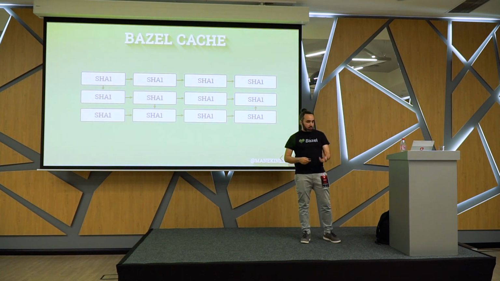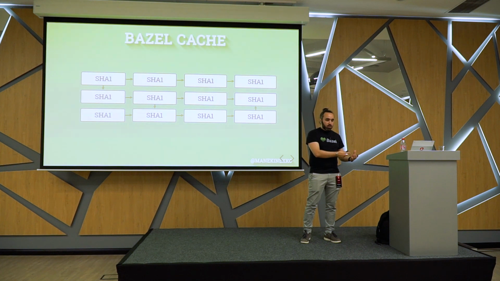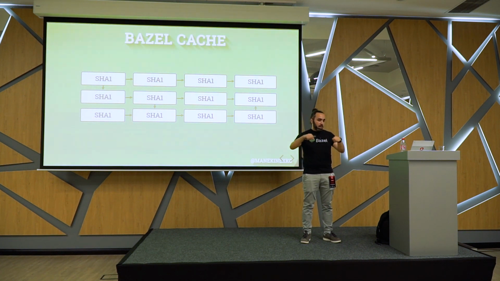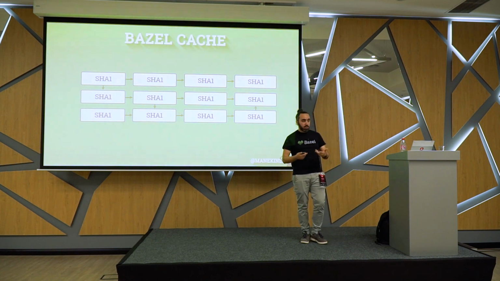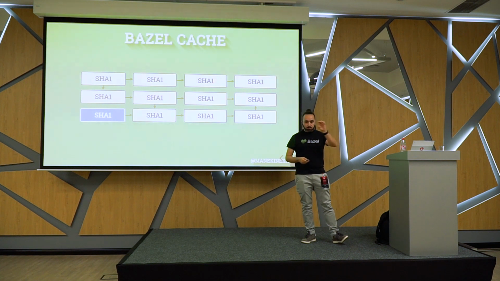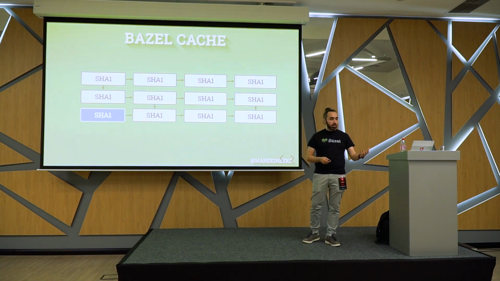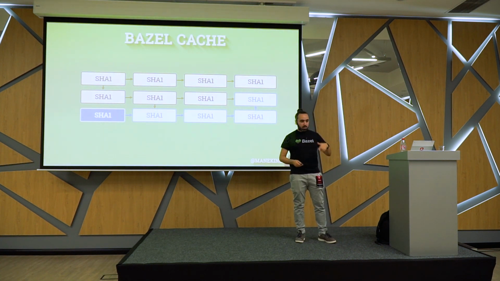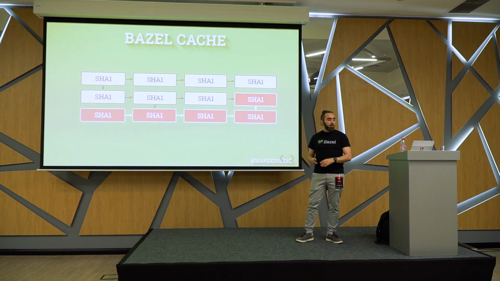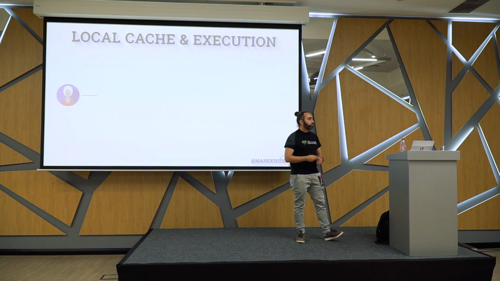Bazel also uses caches. Whenever you call an action, it gives you an output. This output would be cached, and Bazel will apply a hash function to identify the cache. Again, same pattern: if it detects that some cache was invalidated, all its dependencies will be marked and rebuilt. Only these parts of the whole cache.